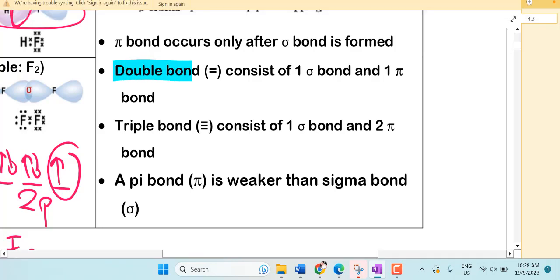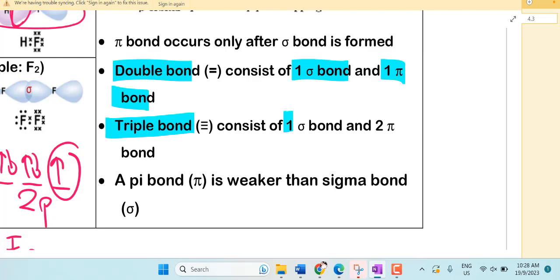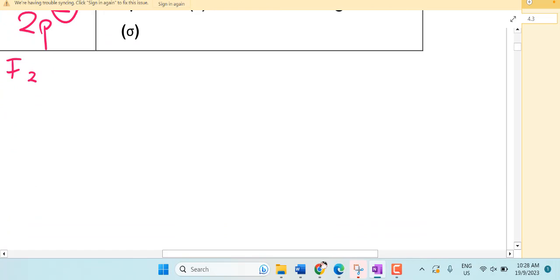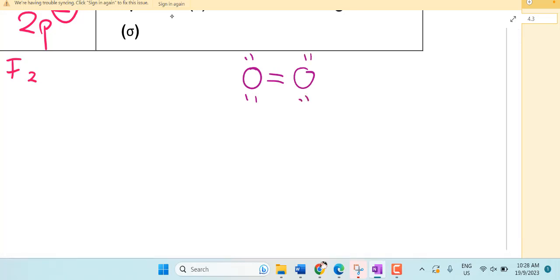You should memorize this one. A double bond consists of 1 sigma, 1 pi. A triple bond consists of 1 sigma, 2 pi bonds. What does it mean by that? If we look at the oxygen molecule, this is the structure of the oxygen molecule. You have a double bond, and a double bond consists of 1 sigma, 1 pi.